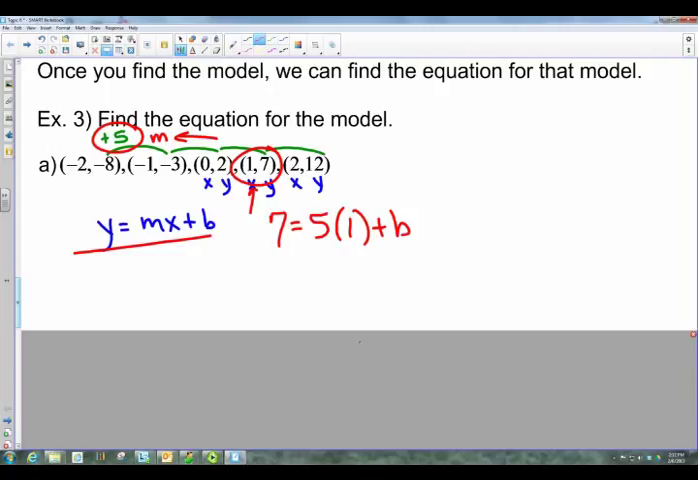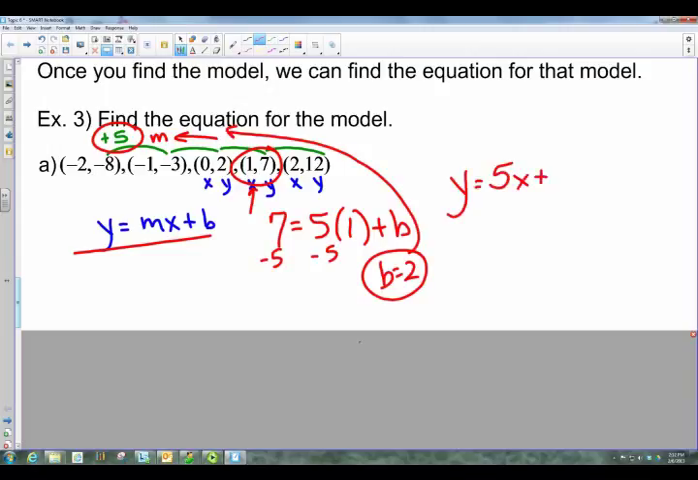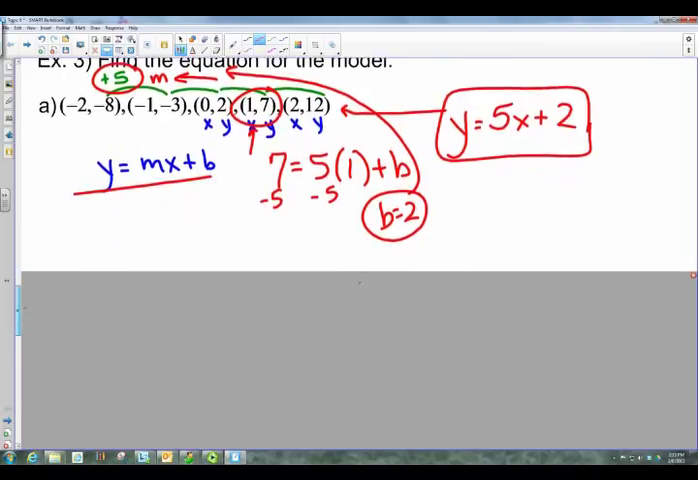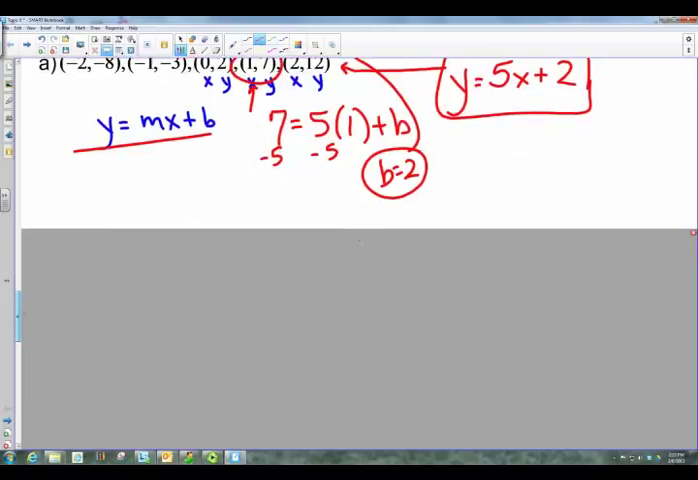So 5 times 1 is 5. You subtract 5 from both sides. After that multiplication, you get b equals 2. Well, we know what b is. We know what m is. So back to our model, y equals mx, so 5x plus b, which is 2. That's the linear equation in which those points would work. And you could plug in and test every one of those points, and they would all work within that function. So that is the correct function.